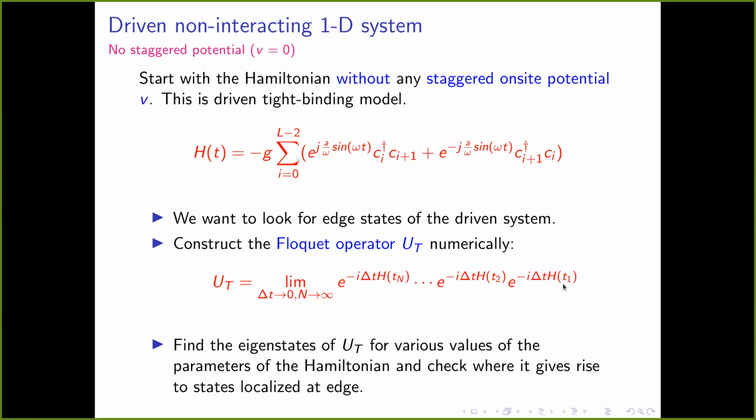Each slice is of delta t. So U(T) is basically e to the power minus i delta t H at the former time, then multiply on the left, and at the extreme left you have the latest time Tn. So this is the Floquet operator. Now we look for eigenstates of this Floquet operator, and for various values of parameters of the Hamiltonian like a or g or omega, and check whether we can find states localized at the edge.